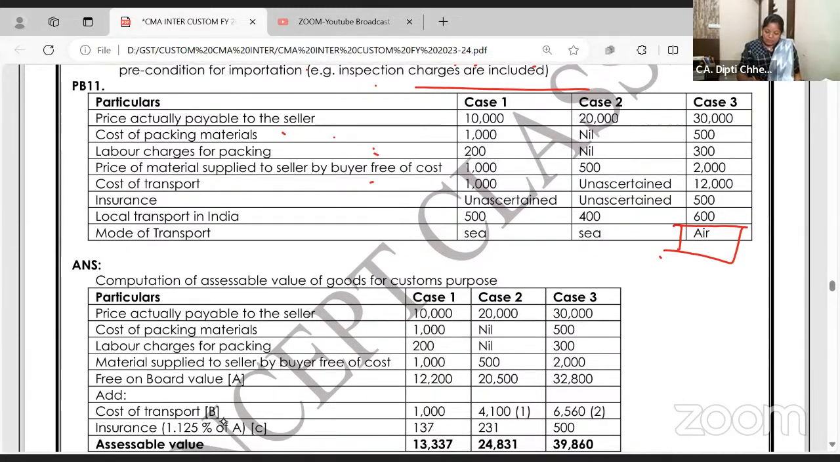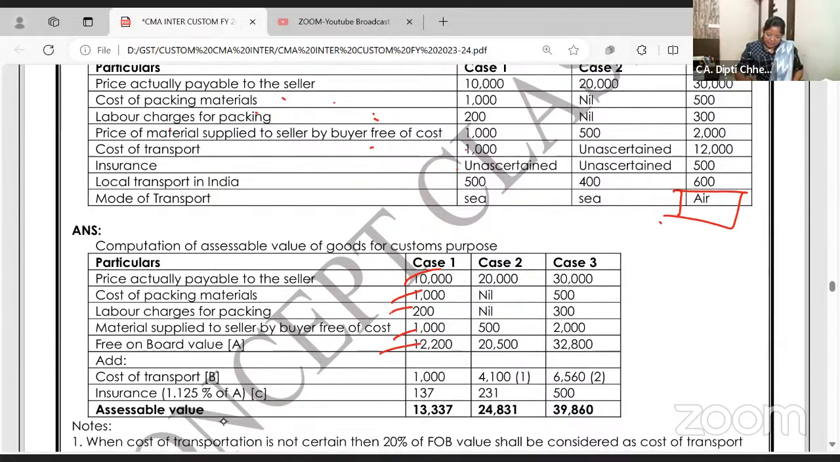Price actually paid to the seller. Cost of the packing material, yes. Labor charges over there for packing, yes. Price of the material we have supplied. We said, okay, we are sending these wooden containers, put it in these. Yes. So this is the FOB. Now, insurance is not given. So FOB's 1.125%. Yes. Local transport in India, no.